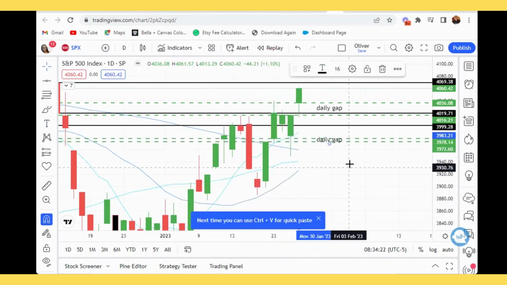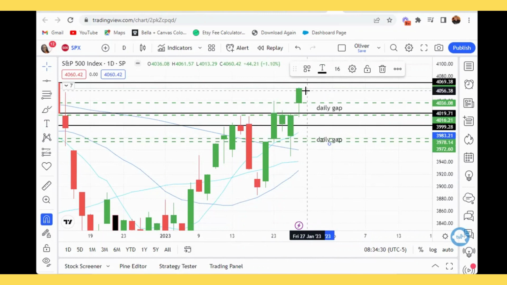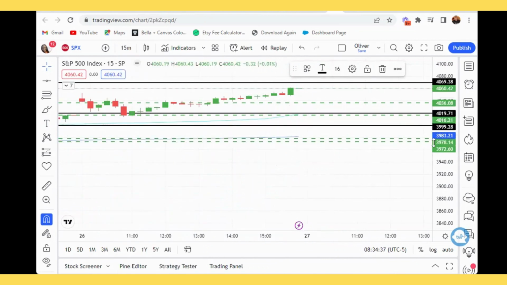That's between 39.78 and 39.83. About a 5-point gap is there. So on the daily chart, that's what we're looking at. Let's move to the 15-minute chart.